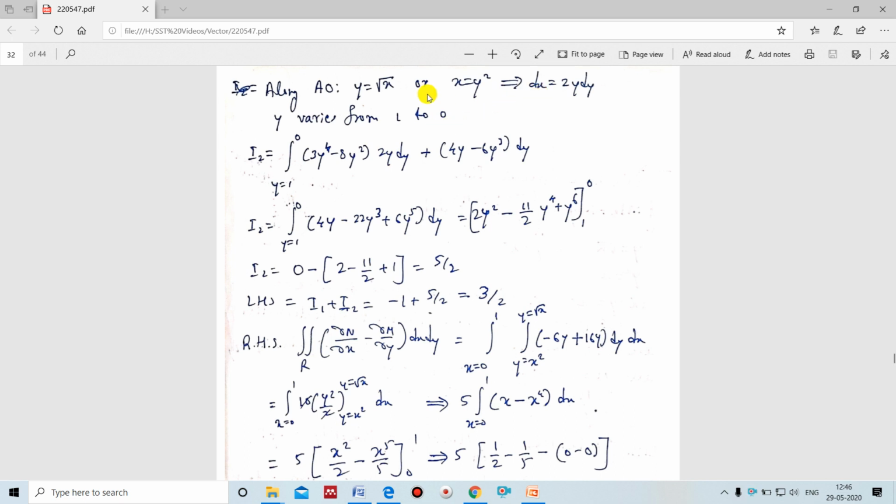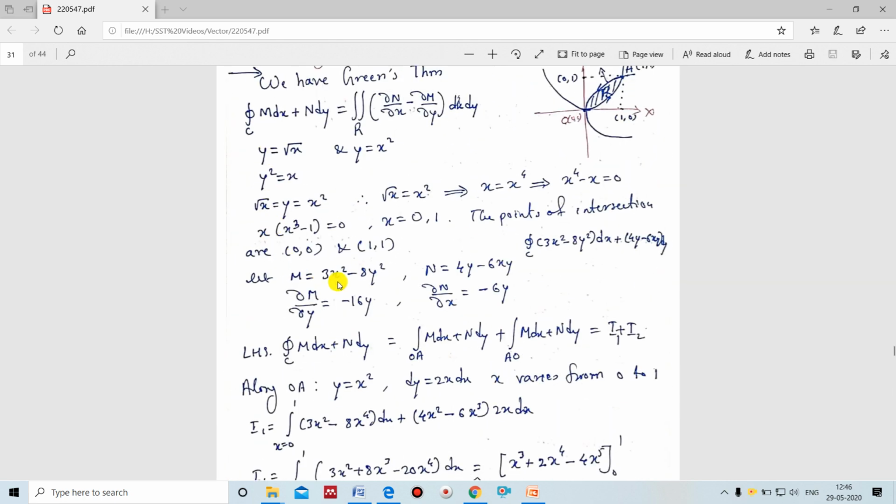So put x equal to y square and dx equal to 2y dy in the given form here.